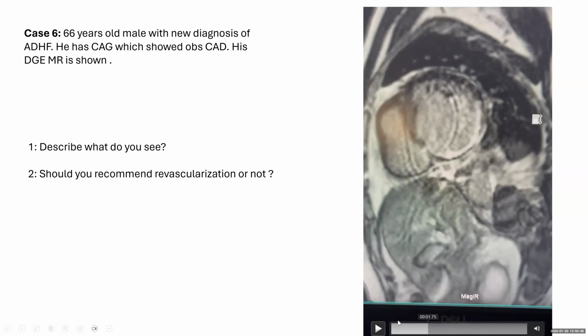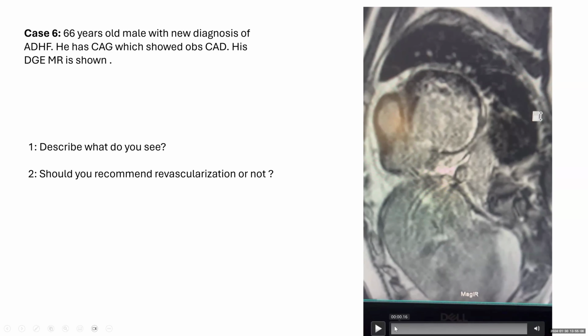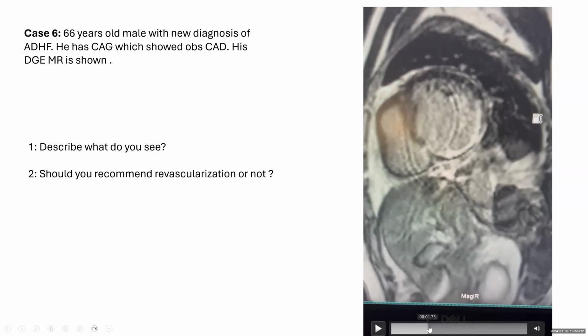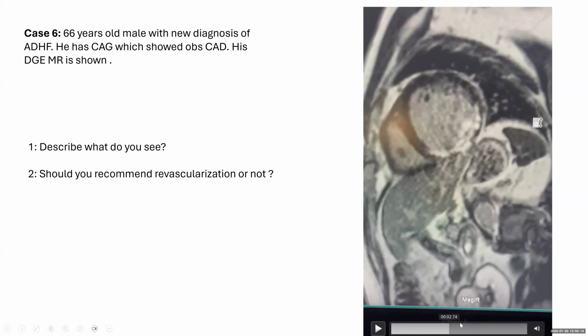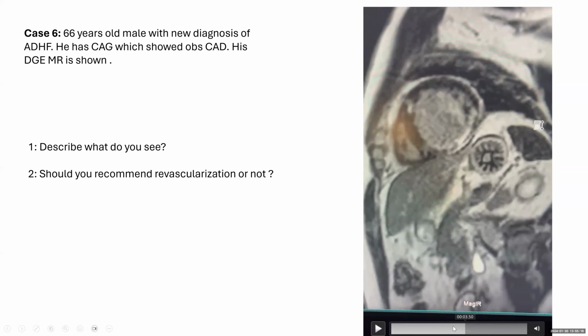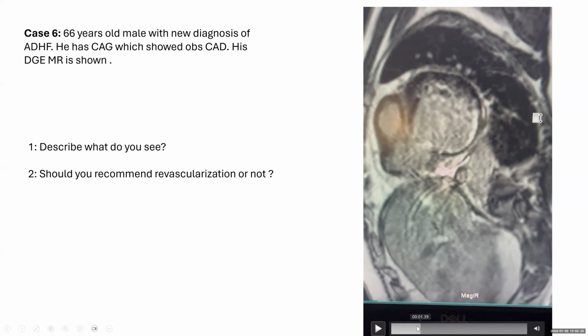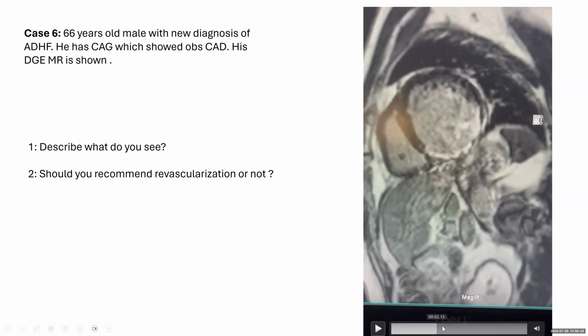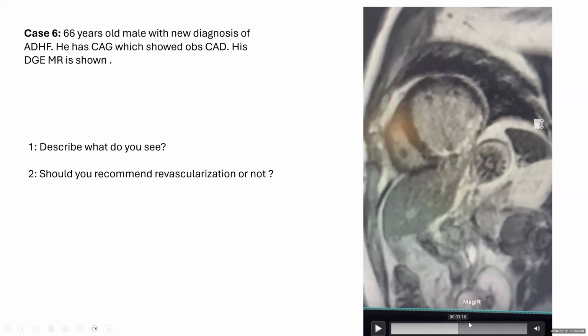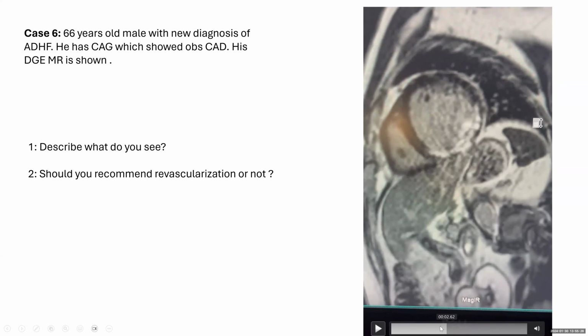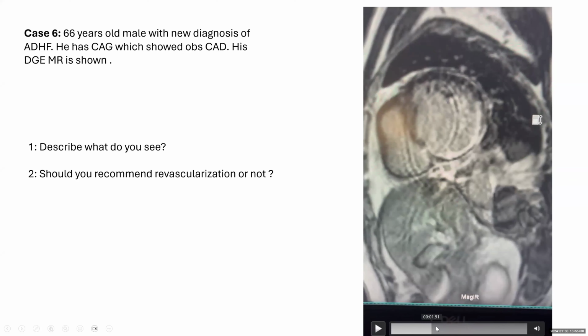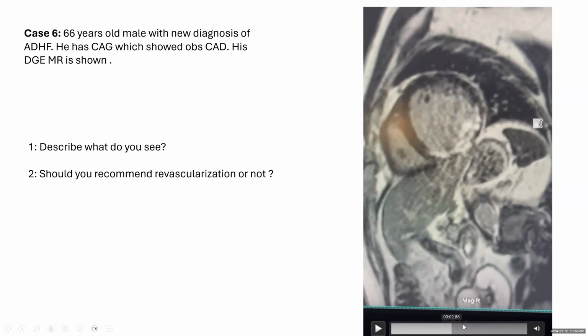So again, basal mid to distal, subendocardial delayed enhancement. What is the extent? Well, it actually eats most of the myocardium. So I would say it's more than 50% of the myocardium, almost in areas, total transmural scar in that area.